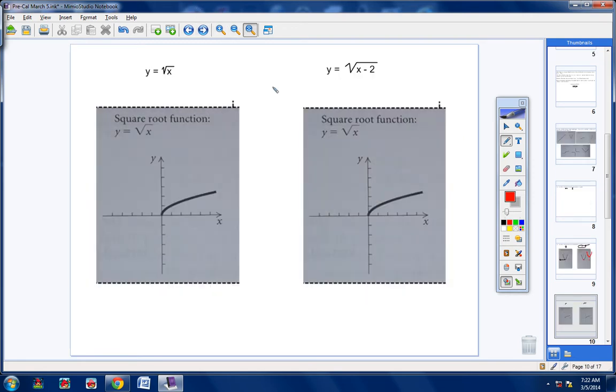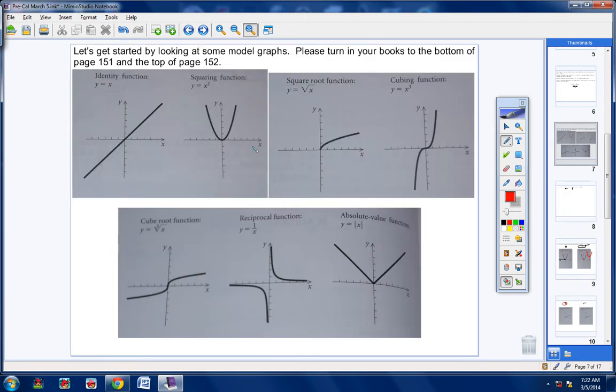Okay, let's try another one. Again, I'm going to move on the whole class period. You're going to have to pause it and write things down, okay? All right, here's a square root function. That was one of your model graphs that I put on the screen way back here, okay?